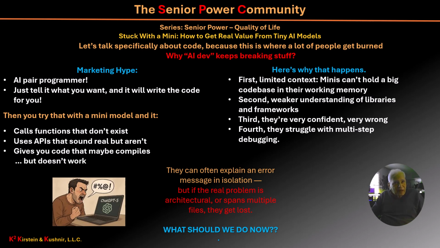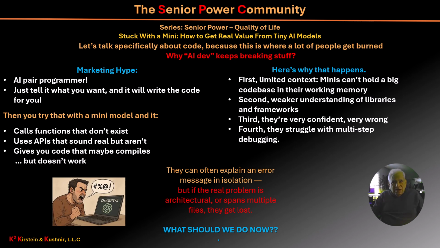Here's why that happens. The model has limited context. Minis can't hold a big code base in their working memory. They're fine for a small function or a tiny snippet. But understand these 10 files and do a consistent refactor is way beyond their comfort zone.